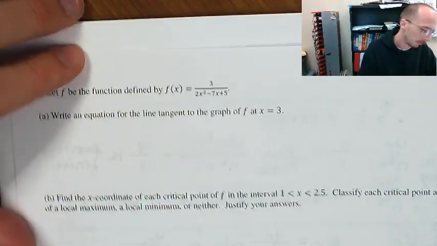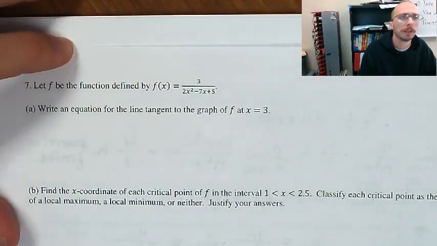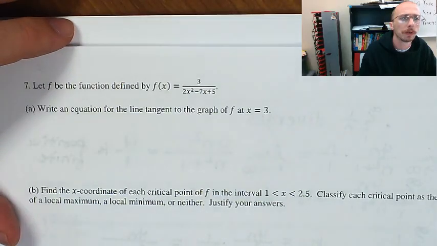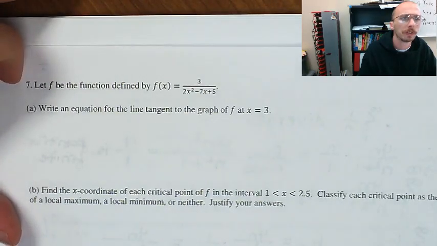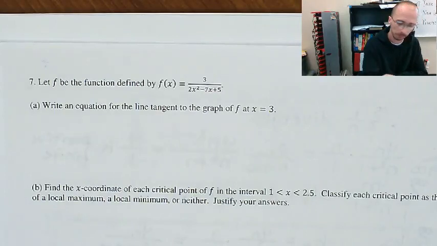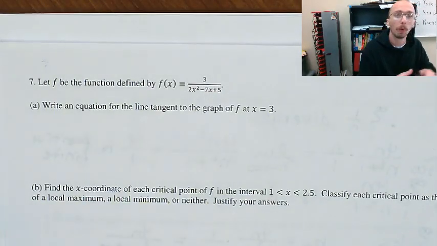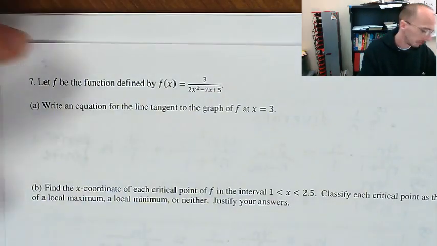All right, let's move forward. That was enough of that. I still got 2 more pages. All right. Let f be the function defined by f equals 3 over 2x squared minus 7x plus 5. Write an equation for the line tangent to the graph of f. Yeah, it's been a while, but I'm sure that'll be nice.